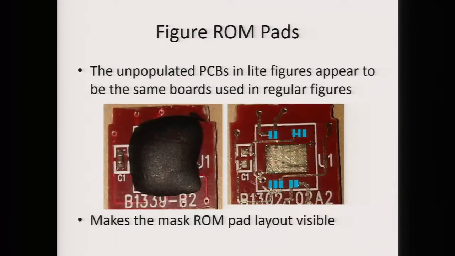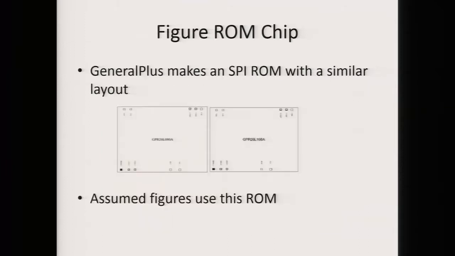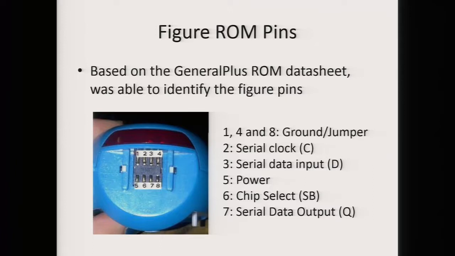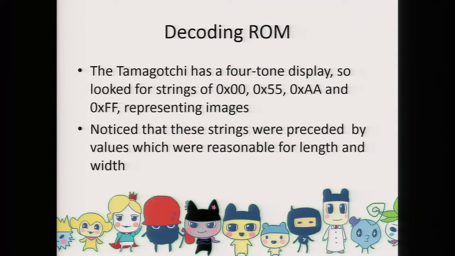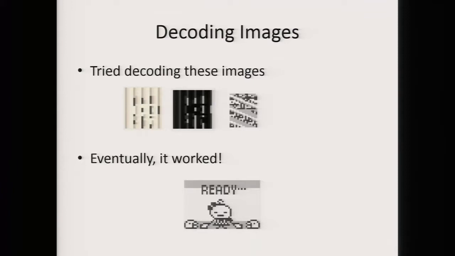To figure out what was inside a figure, I scraped off the solder mask of the unpopulated PCB, and I compared it to a bunch of pad layouts, and it turned out that it was an SPI ROM by the same company that made the microcontroller, General Plus. This allowed me to figure out the pinouts on the figure interface, which in turn allowed me to dump a figure. Then I was able to look at the format of the dump, and eventually I figured out how to decode images, and there's a picture of it there.